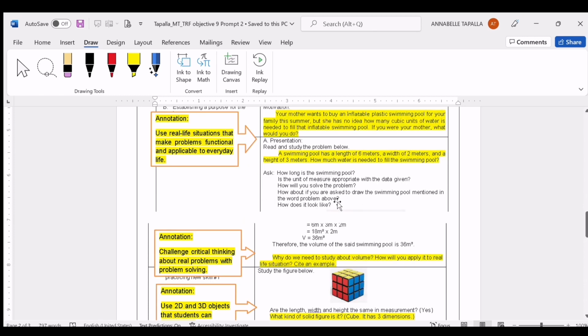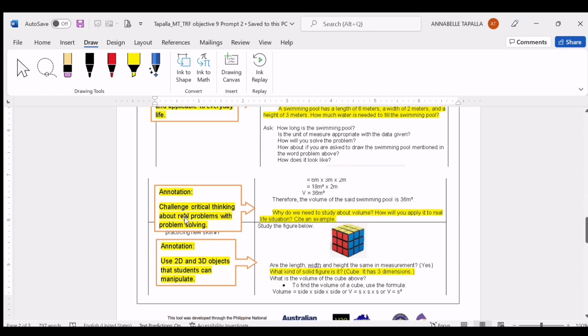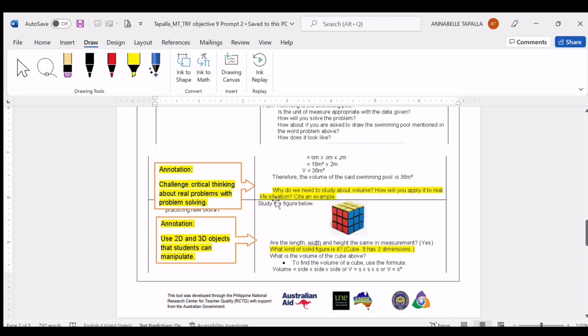Okay. Then another one, ito po yung aking isa. One of the strategies po is challenge critical thinking about real problems with problem solving. Ayan, so real life situation pa rin. And then another one is the 2D and the 3D objects that students can manipulate. So gaya nito, ginamitan ko po siya ng Rubik's Cube.